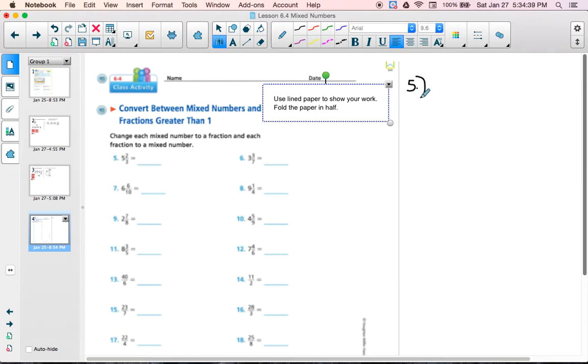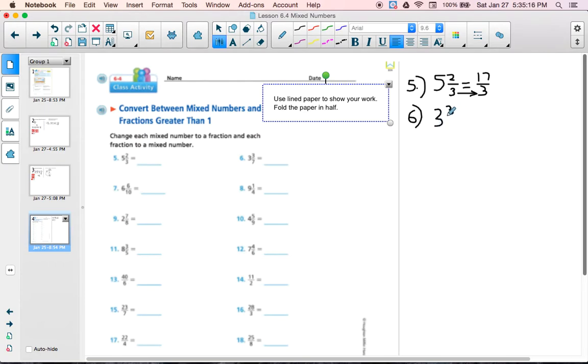So let me take number 5. It's a mixed number, and I need to change it to a fraction. So I'm going to use probably the simplest method, multiplying the denominator times the whole number and adding the numerator. 3 times 5 is 15, 16, 17 thirds. Remember, keep the denominator the same. It hasn't changed.